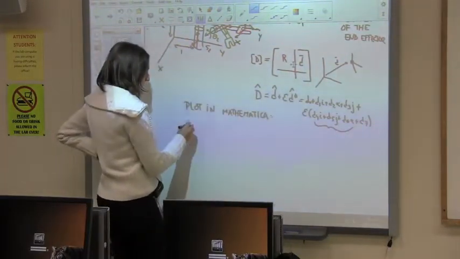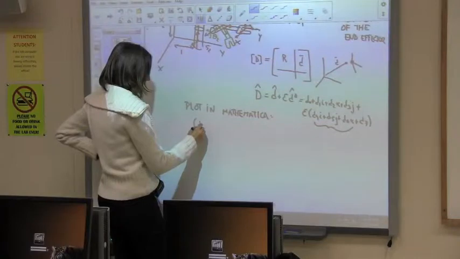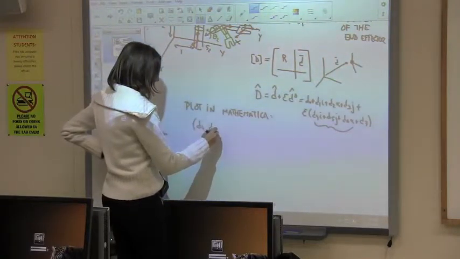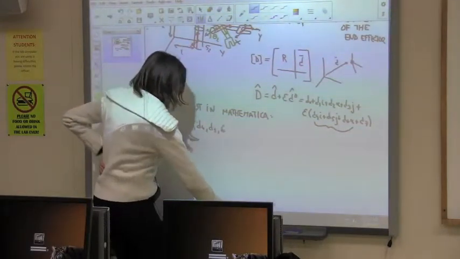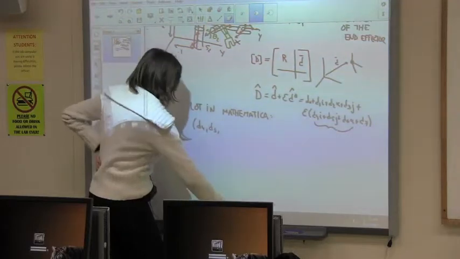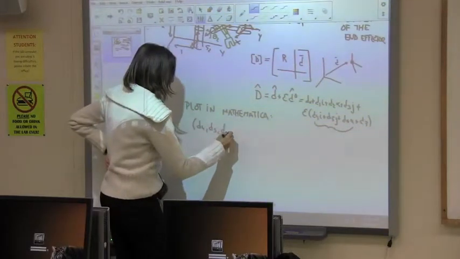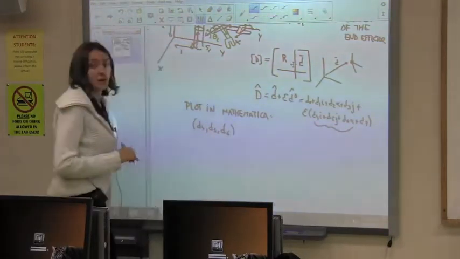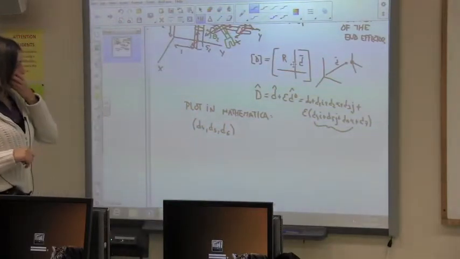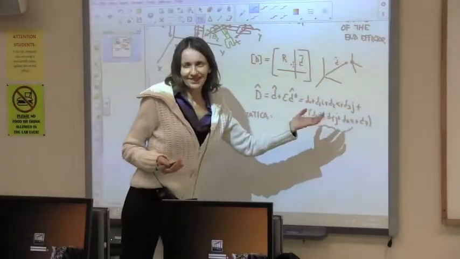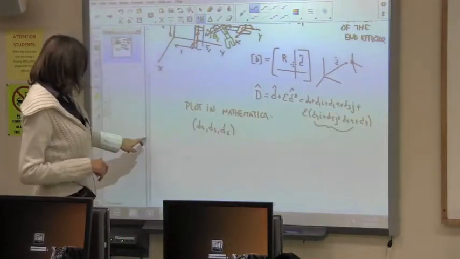Plot in Mathematica is d4, d5, d6 as a function of theta 1 and theta 2. So what you get in these values? It's like, okay, yeah, there is no reason to do this.